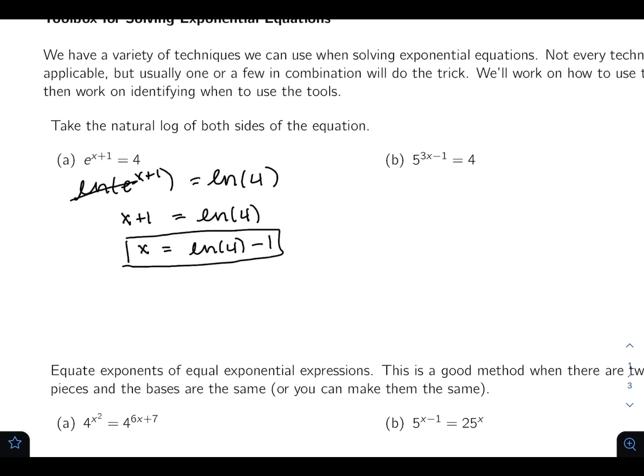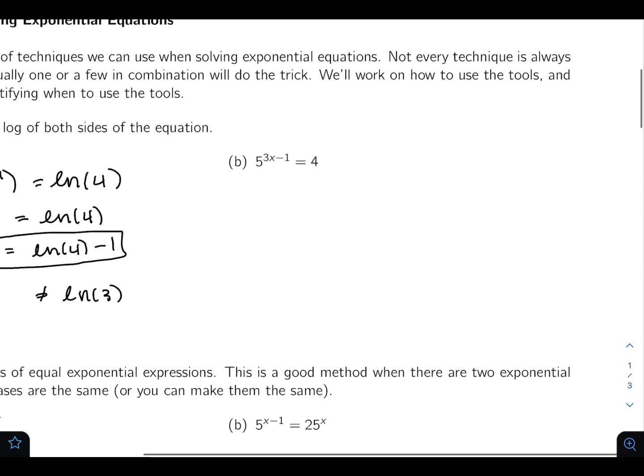What I'm not going to do is say that this is the same thing as the ln of 3. That 4 is really stuck inside that natural log, and so the 4 and the 1 cannot be subtracted. Remember, the ln of 4 is actually a number of itself that then we want to subtract 1 from. This one worked really nicely because the base of my exponential equation was e, but this technique will also work when my base is a different number. Let's go ahead and try it.